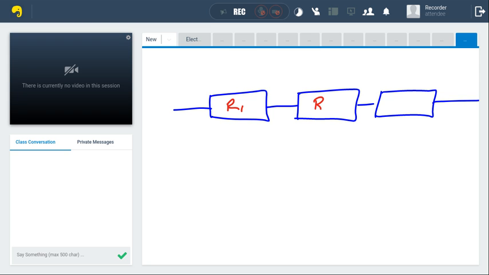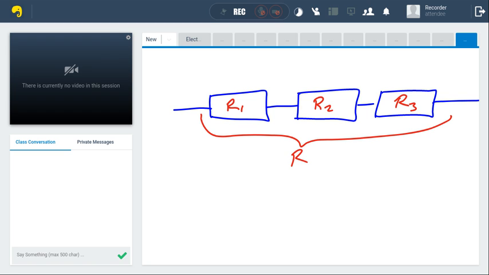We have an R1, an R2, and an R3, and we've got a total R. It mightn't be that easy to think about this. Resistance is the ratio. So how does that work?